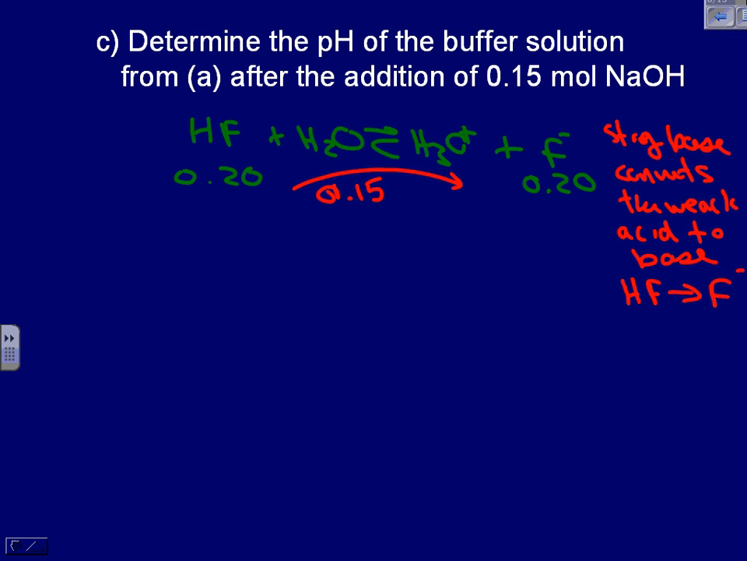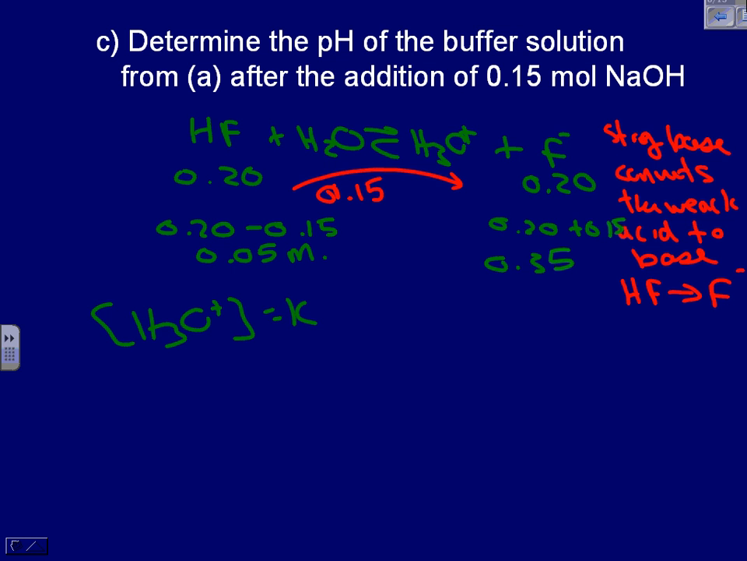which means 0.20 minus 0.15, what is that? 0.05 molarity, and 0.20 plus 0.15, that's 0.35 molarity. And then the equilibrium runs. We use our shortcut. We get our H3O plus, and it becomes very repetitive. H3O plus equals Ka, weak acid over conjugate base.